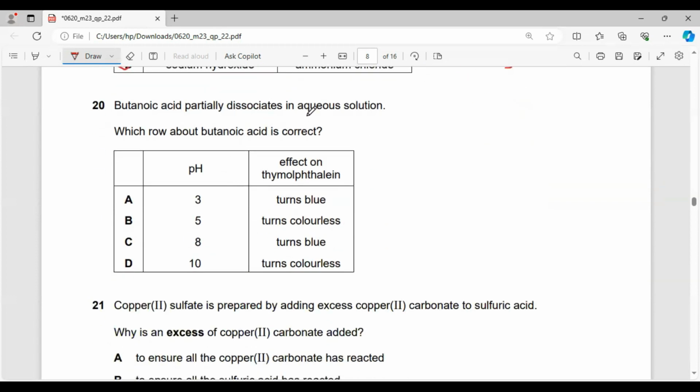Butanoic acid partially dissociates in aqueous solution. Which row about butanoic acid is correct? Again, in the question, they have given a hint that butanoic acid partially dissociates. It means it is a weak acid. So, it will have a pH of 5 because 8 and 10 move towards alkaline. Effect on thymolphthalein: acids remain colorless. So, option B is correct.